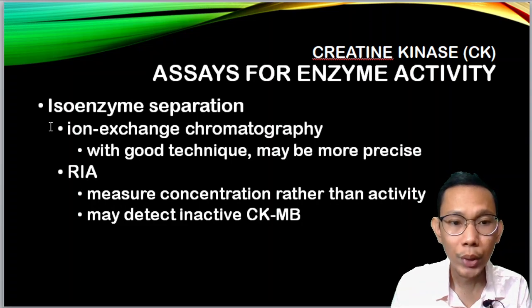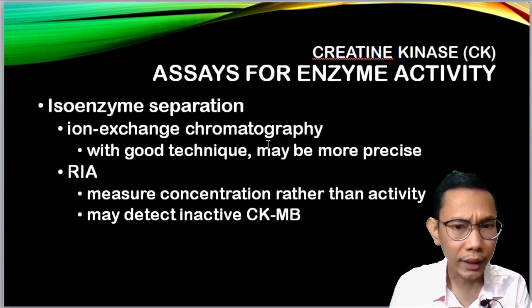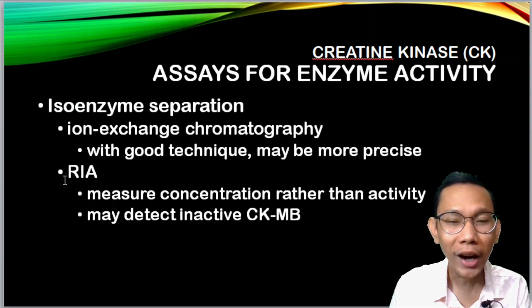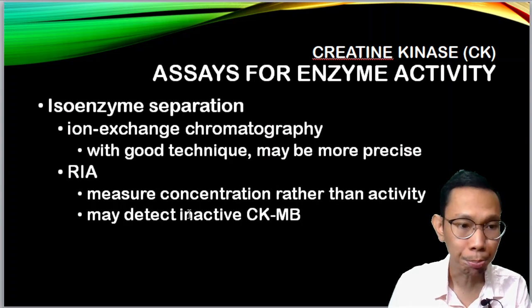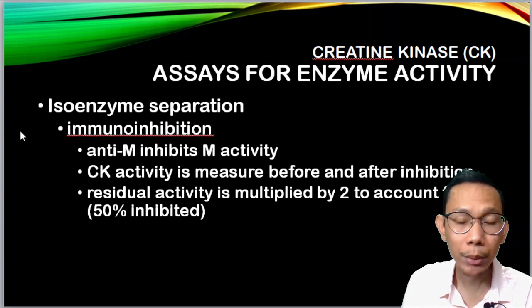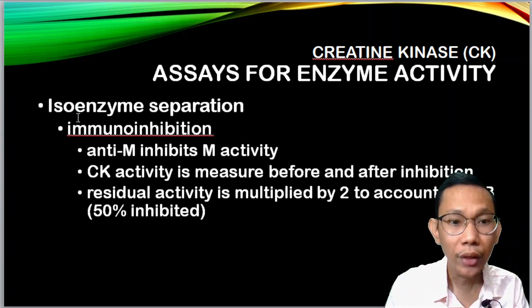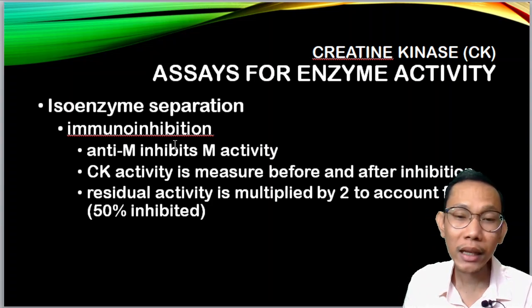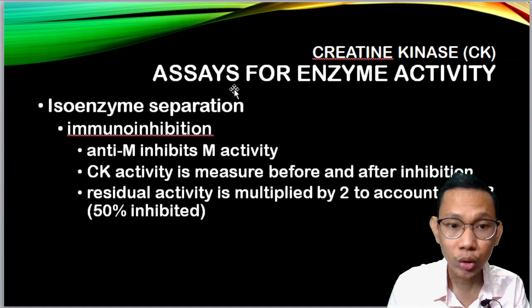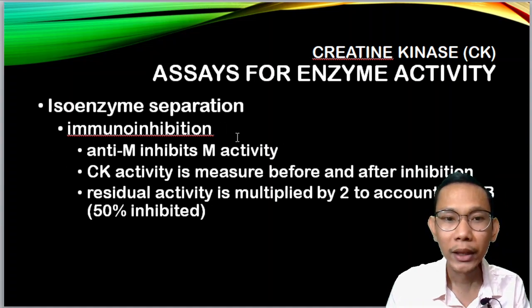For isoenzyme separation, we have ion exchange chromatography. With good technique, it may be more precise. Your RIA or radioimmunoassay measures the concentration rather than the activity. It may detect inactive CKMB. Another test we have is immunoinhibition. Another isoenzyme separation technique is immunoinhibition. It uses immunoglobulins, an anti-M, that will inhibit the M activity. In the laboratory, when we use our kit for CK, this is actually the assay that the majority of kits utilize: immunoinhibition.